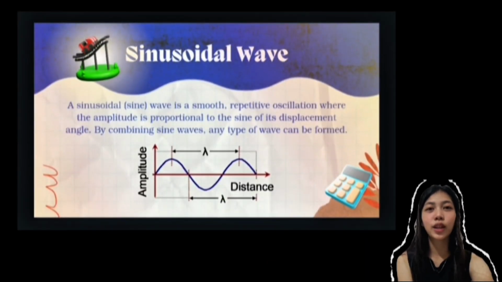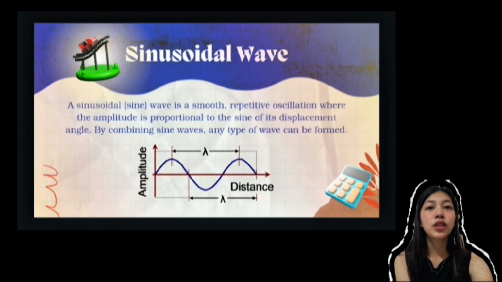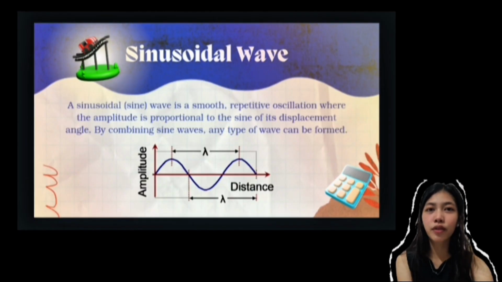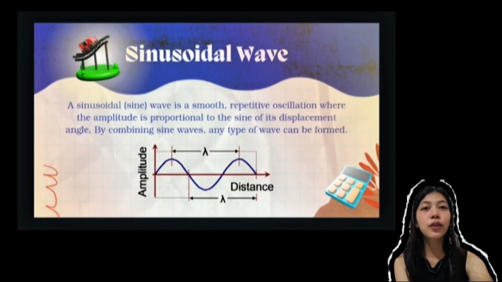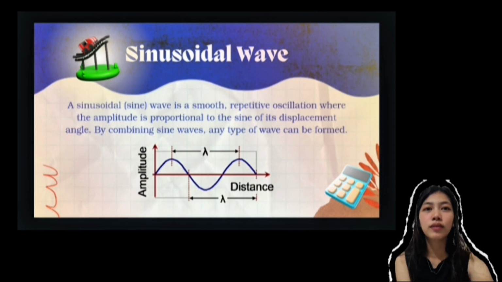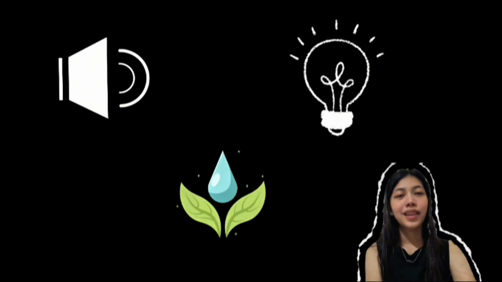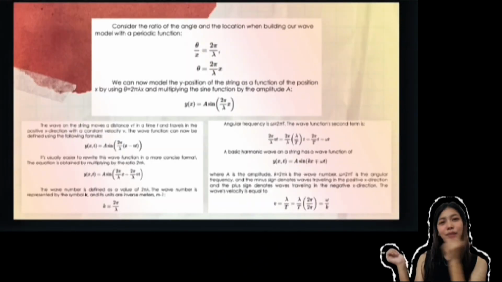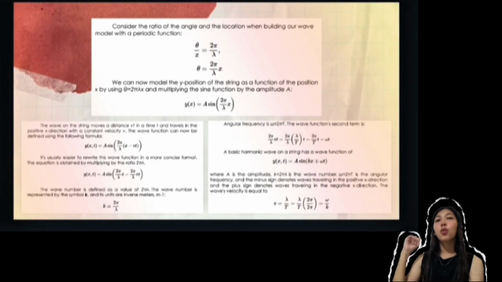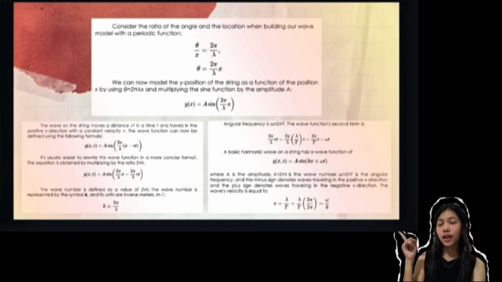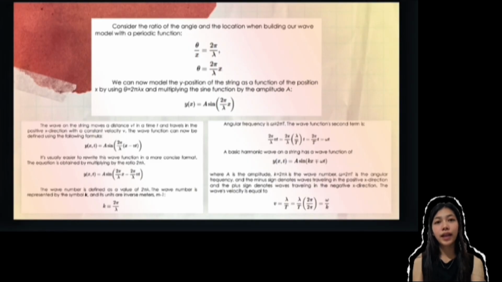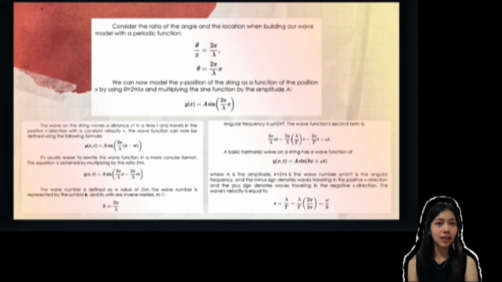Now for sinusoidal waves. These are special because they follow a smooth and repeating sine curve. They're the foundation of many types of waves in physics, like sound, light, and water waves. The general equation for a sinusoidal wave is this. Let me explain each symbol. So y(x,t) is the displacement of the wave at position x and time t.